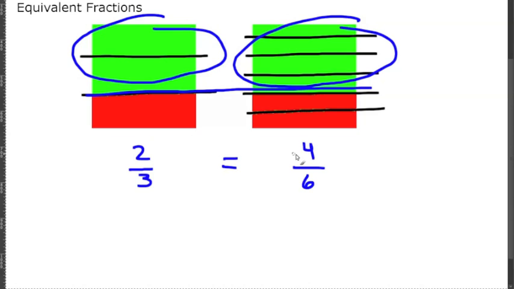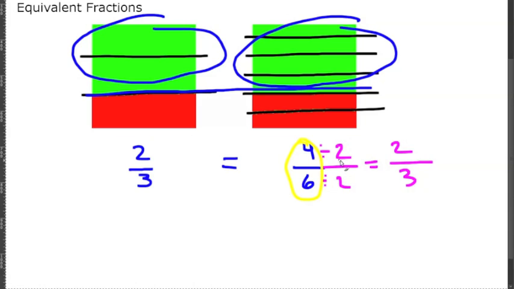So let's try to change the 4/6 into 2/3. To get from 4 to 2, we need to divide by 2. And whatever we do to the top of a fraction, we have to do to the bottom of a fraction. So let's divide the bottom by 2 as well. 4 divided by 2 equals 2, and 6 divided by 2 equals 3. So 2/3 equals that 4/6.